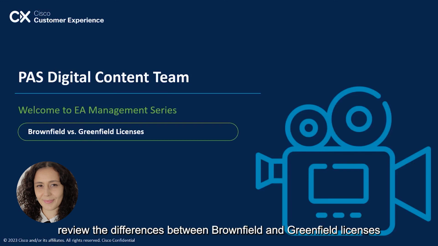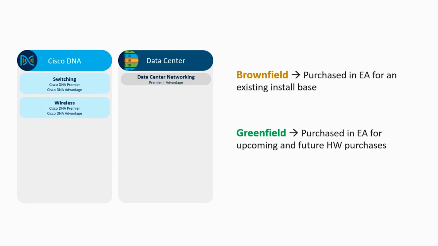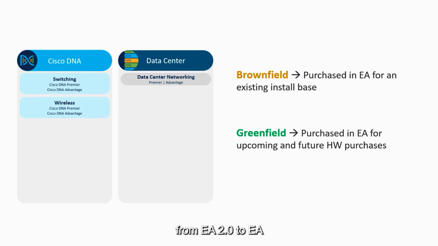In this video, we will review the differences between Brownfield and Greenfield licenses. In some suites of the DNA and Data Center Enterprise Agreements, there are two types of license categories, Brownfield and Greenfield. Brownfield licenses are the ones which are purchased in the Enterprise Agreement for an existing install base. Greenfield licenses are the ones which are purchased in the Enterprise Agreement for upcoming and future hardware purchases. The way they are displayed in the consumption report varies from EA 2.0 to EA 3.0.